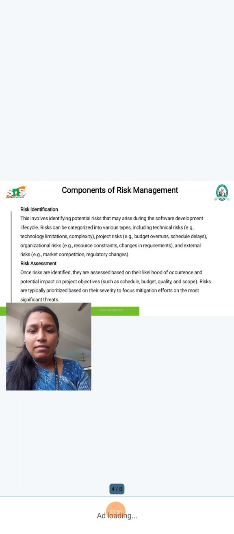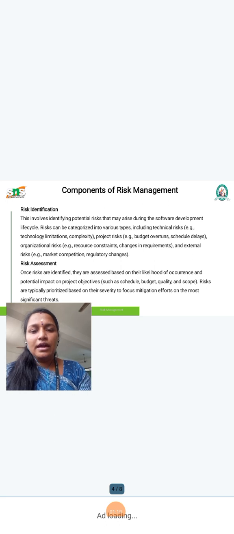Components of risk management. Risk identification involves identifying potential risks that may arise during the software lifecycle. Categorize various types, including technical risk, technology limitation, project risk, and organizational risk.